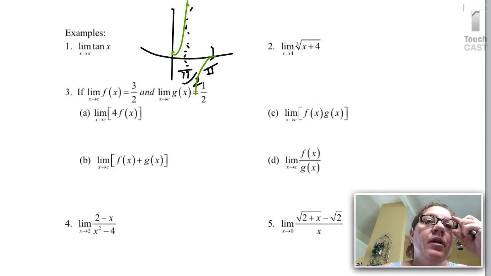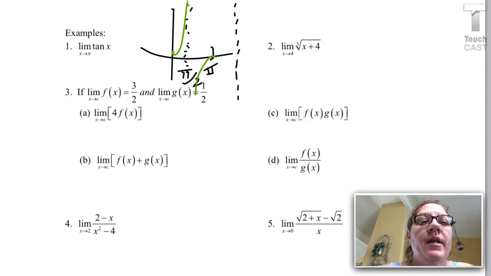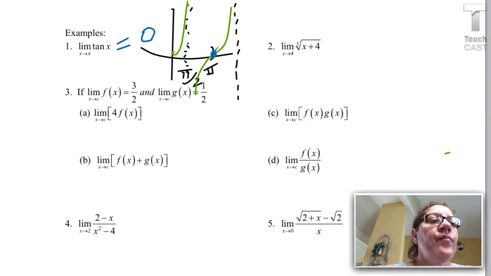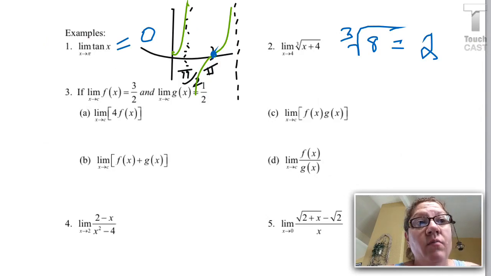So on the first one, if I look at a graph of tangent of x and I look at what's happening as we approach pi, if you remember, this is what the graph of tangent of x looks like. And so from both the left and right, as I get near pi, I'm approaching 0. So the answer to this one would be 0. And so that was just a direct substitution. If I look at the next one, and I try direct substitution, and I put a 4 in there, I'll have the cube root of 8, which is 2. And so that one's not a problem either. So the limit as x approaches 4 of that function is 2.